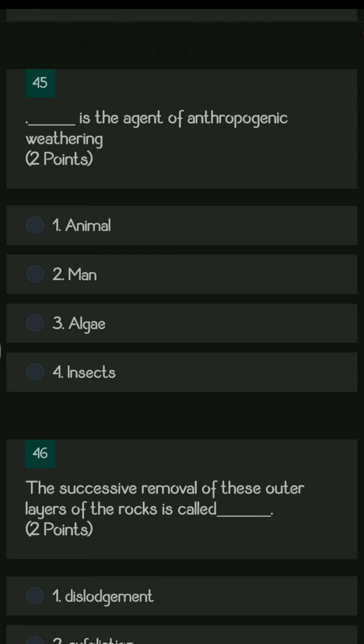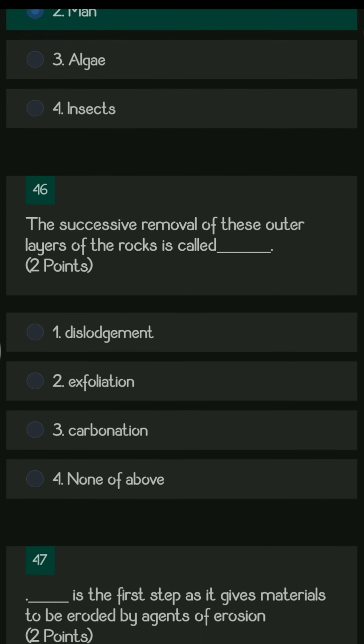Next question, dash is the agent of anthropogenic weathering. So the options are animal, man, algae, insects. As I said, man is also an agent which carries on the weathering process. Any type of activity like blasting, construction of roads accelerates the weathering and is also considered a very powerful agent. So it comes under anthropogenic weathering.